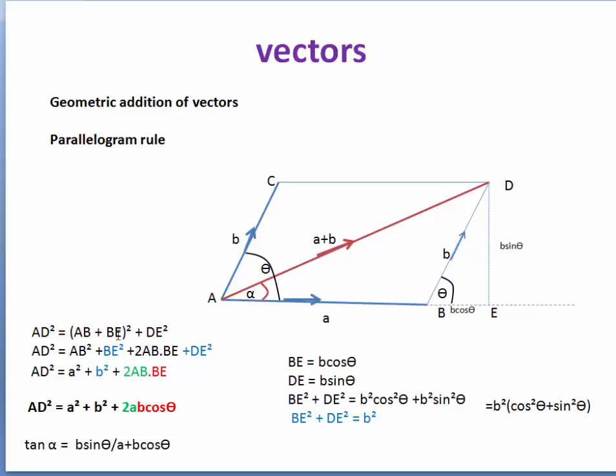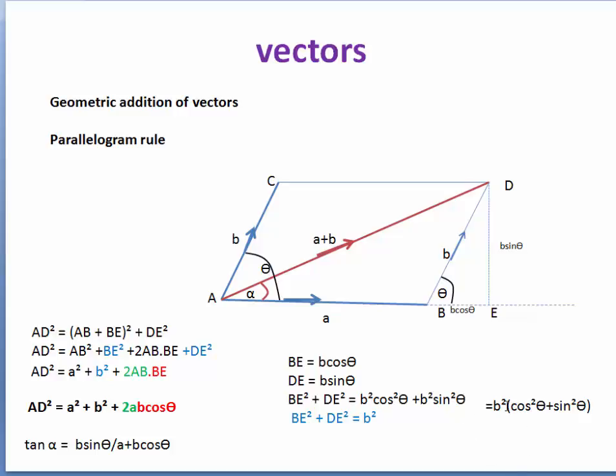Multiplying out this bracket, we get AD squared equals AB squared plus BE squared plus 2AB multiplied by BE. So we multiplied out this bracket and then plus this DE squared. Now remember what we said about the horizontal and vertical components that we can split this into. So using that rule, we get BE is B cos theta, DE is B sine theta. So BE squared plus DE squared is B squared cos squared theta plus B squared sine squared theta.